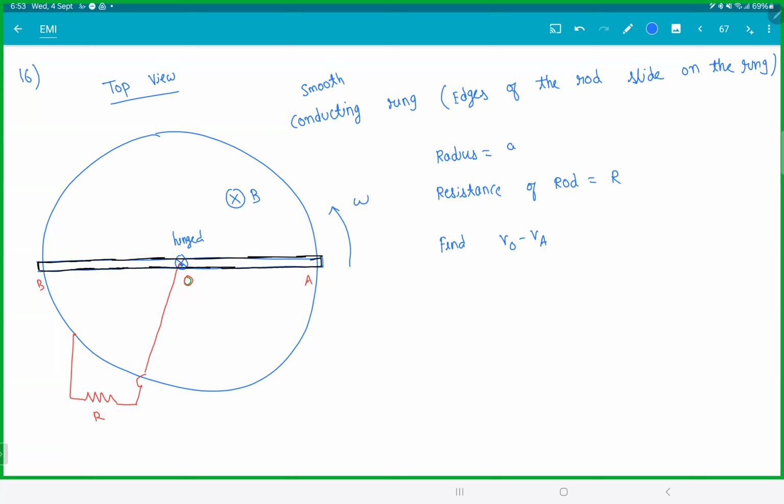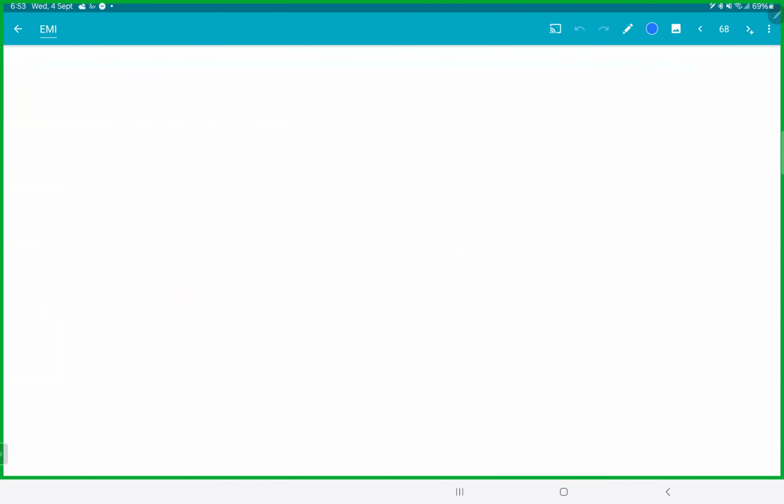Resistance of the rod is R. They'll say like that only; they won't mention more. So you know the full rod is R. So what's the catch here? See, the idea here is the mistake people make. Now this whole rod will act like two batteries.